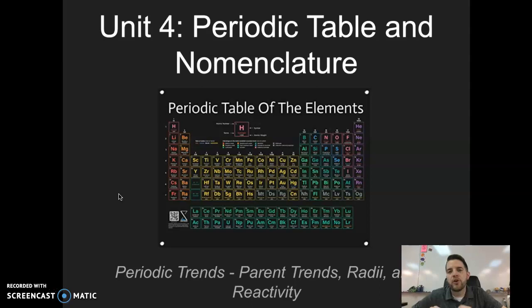Today we are going to be talking about some of the trends that the periodic table tells us about atoms. So from the periodic table, we can learn a lot about elements. We've talked about the different categories that they're in: metal, non-metal, metalloid. We've also talked about the families that they could be found in, but now we're going to be hitting on some of the trends that the overall periodic table tells us.